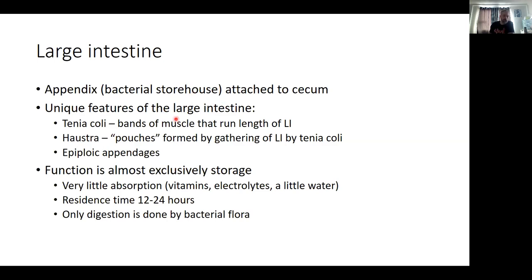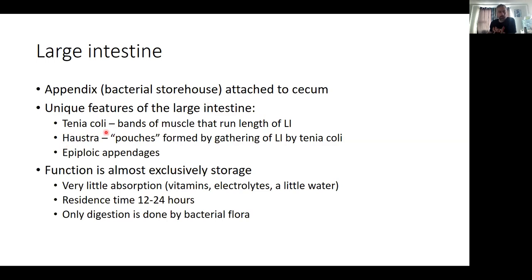Other features of the large intestine that are going to be different from other things, and again, we'll see cartoons of these in a little bit. They've got bands of muscle that run the length of the large intestine called taenia coli. The scientific name for the tapeworm is taenia, so if that helps you remember what these look like, that's what they are. Taenia just means tape. Basically colon tape is what this means in Latin.